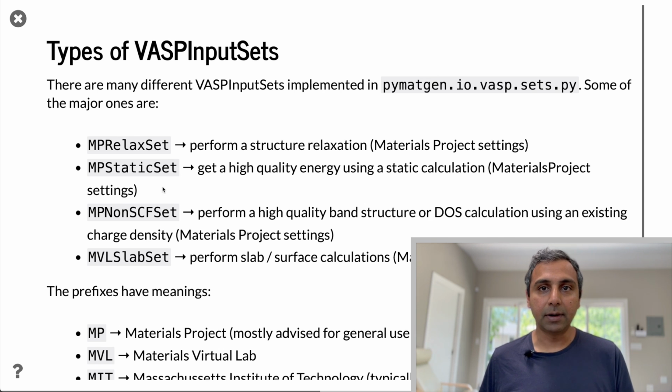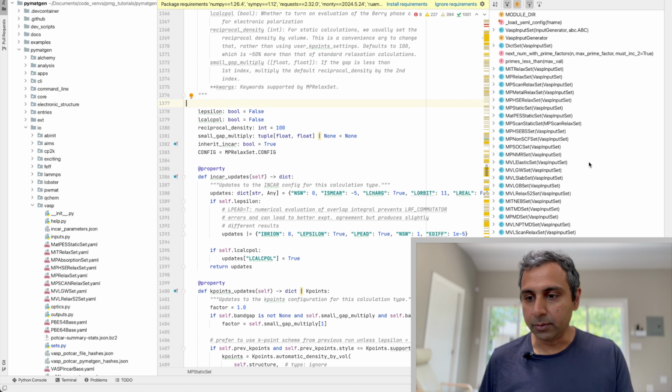Now, there are many different other types of VASP input sets. In fact, if you were to look at pymatgen.io.vasp.sets, what you would find is maybe a couple of dozen or so different input sets that are intended for different purposes.